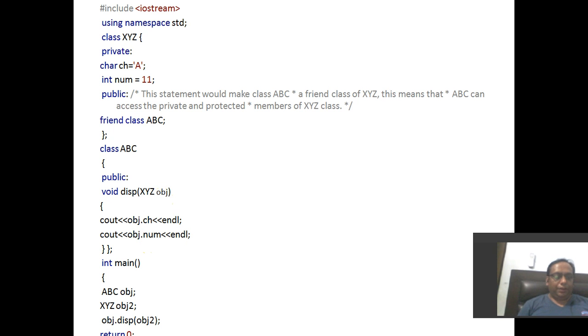Now come to the main part. In main, create the object of the friend class, ABC obj, and XYZ obj2. Now we have to call the display function. The display function is called by obj.display, passing the object of the particular class XYZ which I have used over here, then return 0. Now let us see this program on the compiler and how it will work.